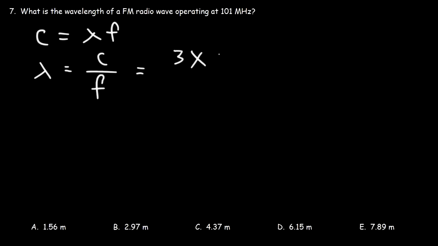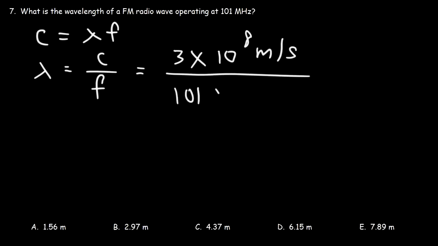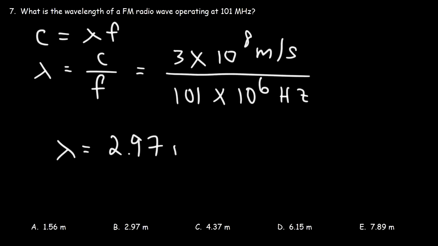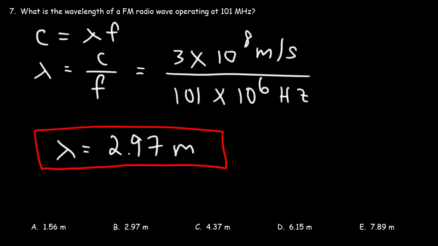The speed of light we know to be 3 times 10 to the 8 meters per second. The frequency of this radio wave is 101 megahertz. Mega is 10 to the 6, so it's 101 times 10 to the 6 hertz. So all we need to do is divide those two numbers, and that's going to give us our answer. So the wavelength is 2.97 meters. So that's how you can calculate the wavelength of a radio wave given the frequency. So B is the right answer.